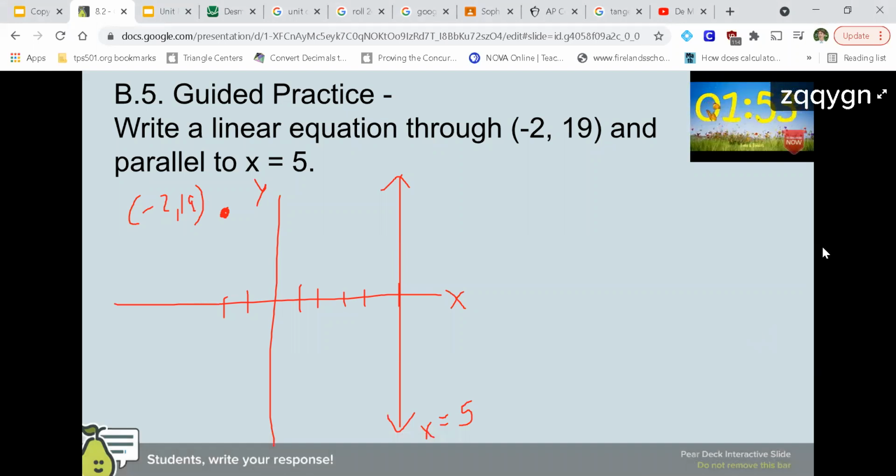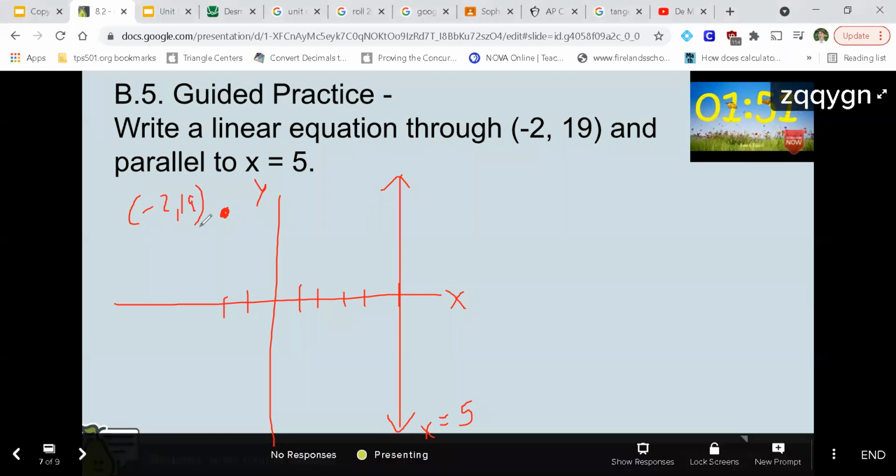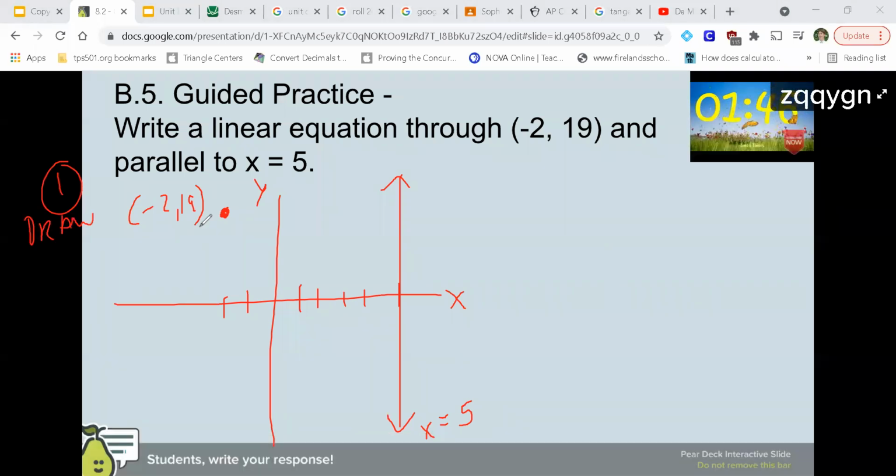Okay, first thing I want you to do is actually draw this graph, and draw the line through that point that's parallel to this one. And then after you do that, write what you think the equation of that line is.